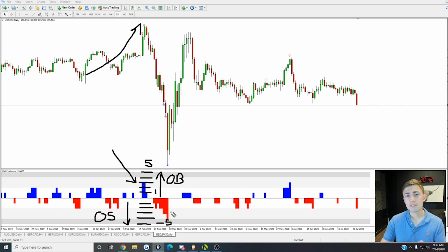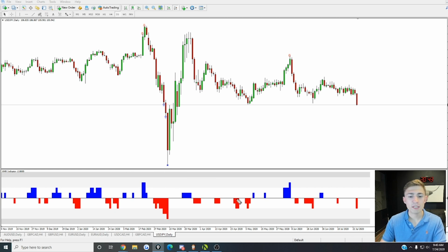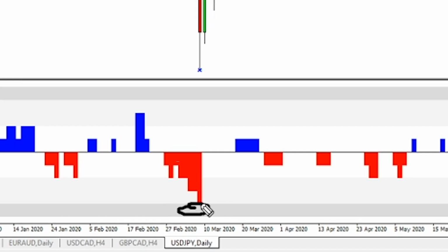So again, this is a tool to be used in combination with other factors. However, with that said, the more stretched a price movement gets, the higher or lower the Xmr indicator will read. Now what you'll notice is that an actual reading of -5 or 5 is very rare.